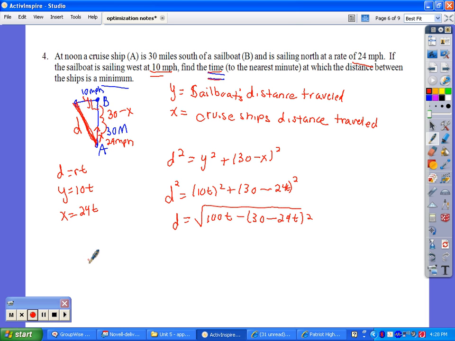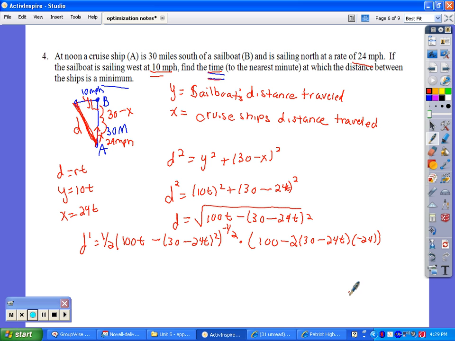So I need to take the derivative to find out the critical points. So I need to use chain rule with 1/2. So my outside's 1/2, keep the inside the same, raised to the negative 1/2 times the derivative of the inside. So the derivative of 100t is 100. And then I need to either square this or use chain rule again. So I'm going to use chain rule again. So I'm going to bring down the 2, keep the inside the same, and I'm going to multiply by negative 24, which is the derivative of the inside. Okay, so this is my long derivative, and I need to simplify it.